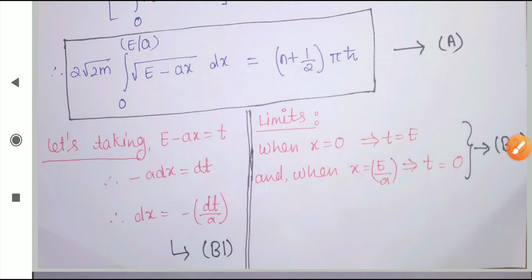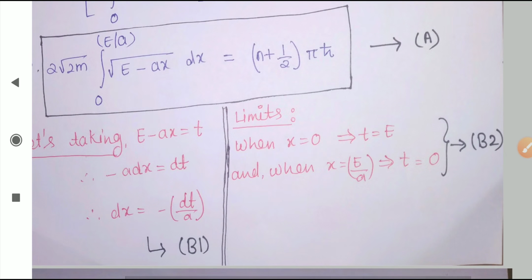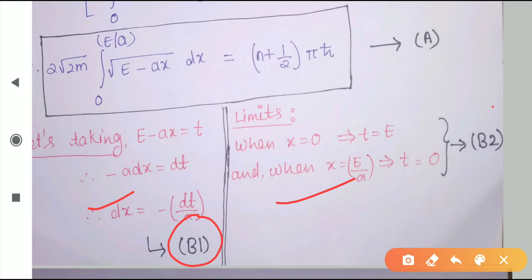Okay, so I hope you have understood these two parts carefully. I have given the equation number b1 to this and b2 to this. Clear? So now to solve further, I will substitute the b1 equation and b2 equation in the equation number a.